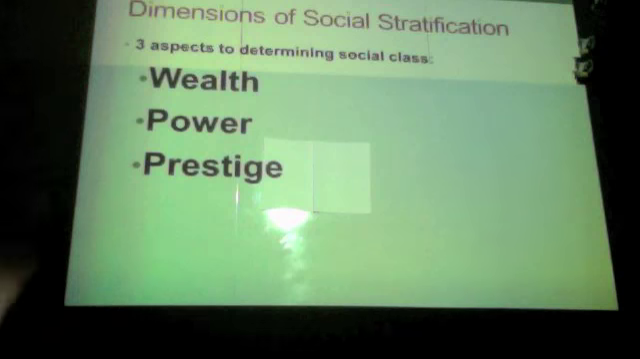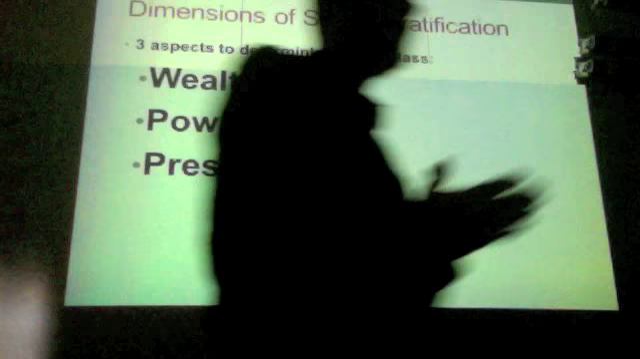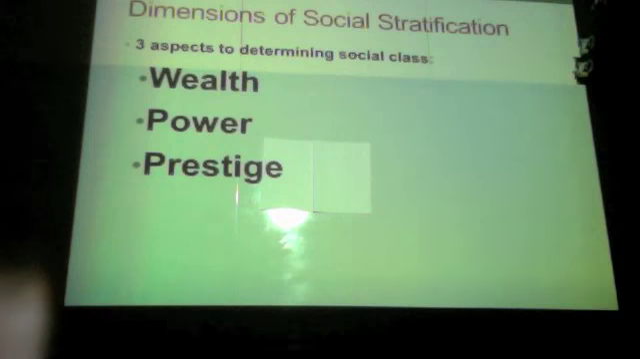All right. The second aspect that we look at to determine social class is going to be power. The basic concept of power is, from a purely sociological definition, power is the ability to control the behavior of other people.